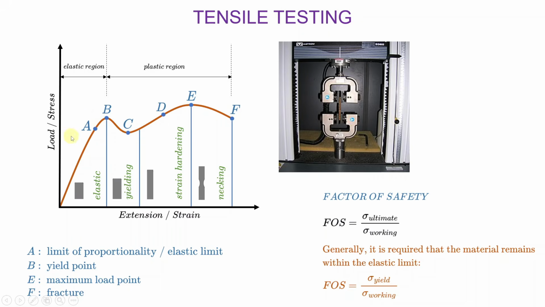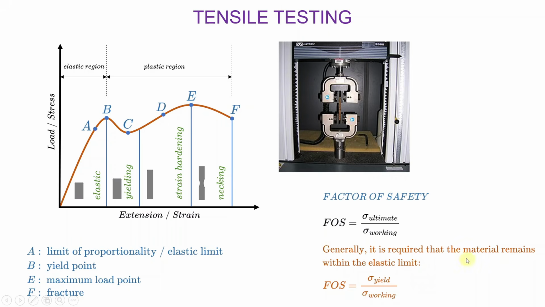We want it to remain within elastic deformation, where it can go back to its original state. And so generally it is required that the material remains within the elastic limit. And if that is the case, then the factor of safety will be equal to the yield stress divided by the working stress. It's very important to take note of this.